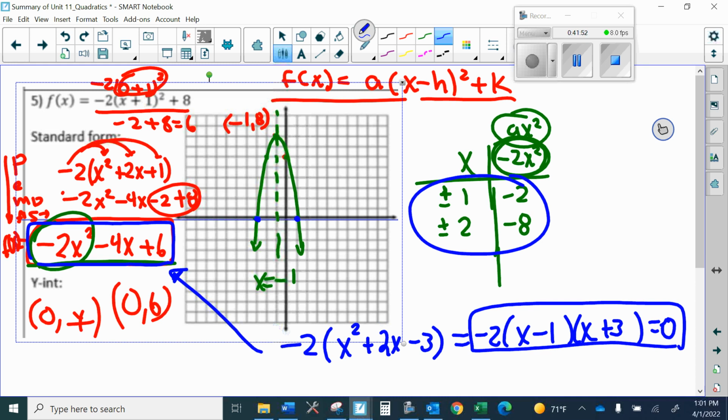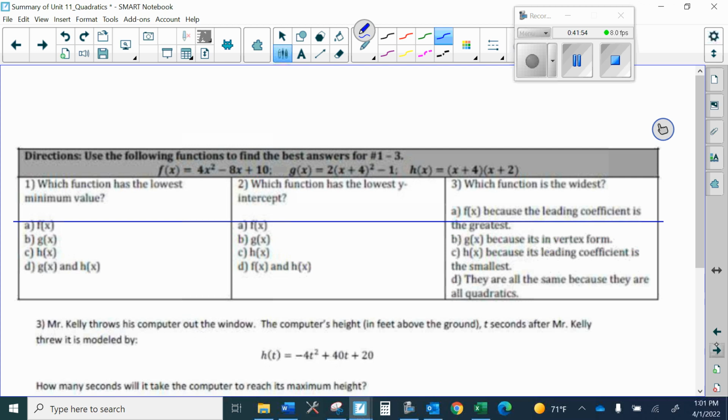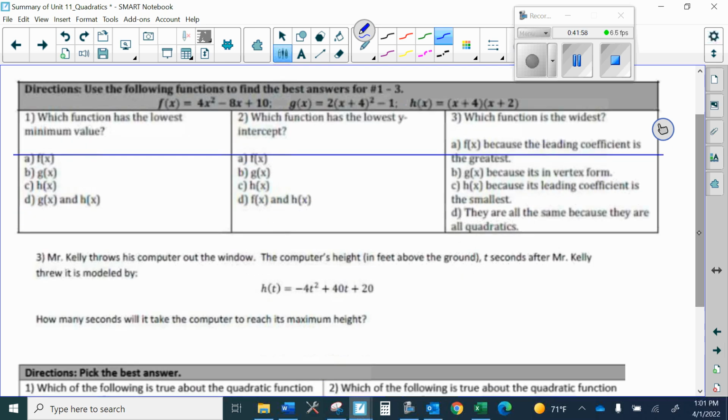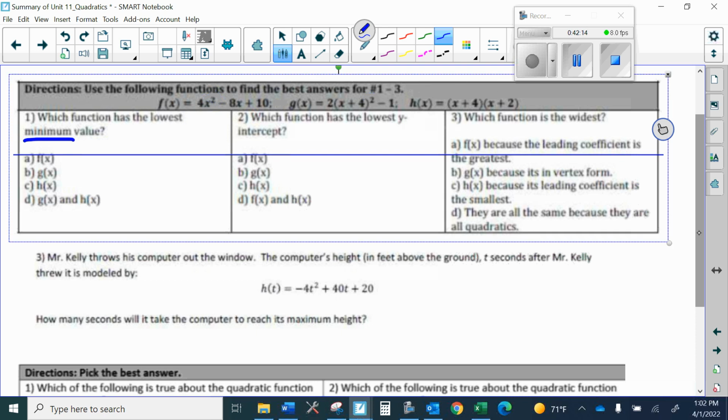Now we're going to look at some other quicker questions and examples that have been through the different packets, and you can see them on the DCAS. That's why I'm doing it. Directions: use the following functions to find the best answer for numbers 1 through 3. Which function has the lowest minimum value? Notice these are all quadratics in the 3 different forms: the standard form, the vertex form, and the factored form. Those 3 different forms we just went over.